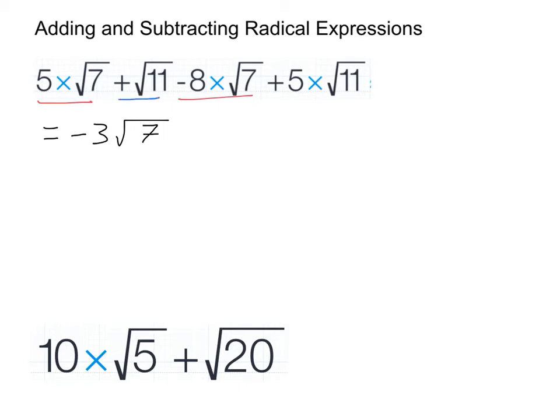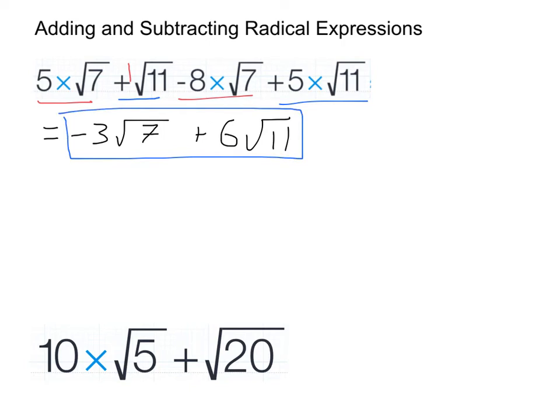Next, I want to combine the plus square root of 11 and the plus 5 times square root of 11. I'm sorry, I said plus 11 before, I meant square root 11. That's really as if I have an invisible 1 in there. So I'm going to add the 1 and the 5 to give me 6 square root 11. And that's actually all that I can do. This would be like having a final answer of negative 3x plus 6y. Because the radicals are different, I can't combine them by addition. And that's actually simplified. That's all that I need.